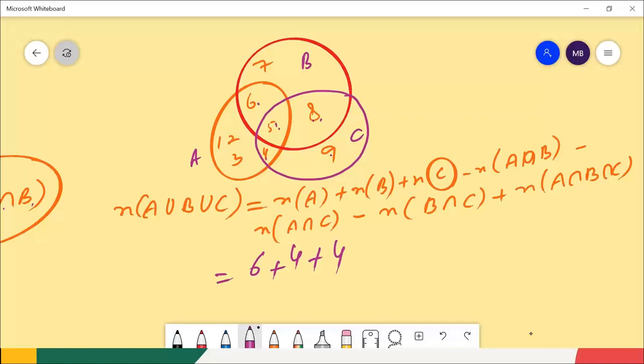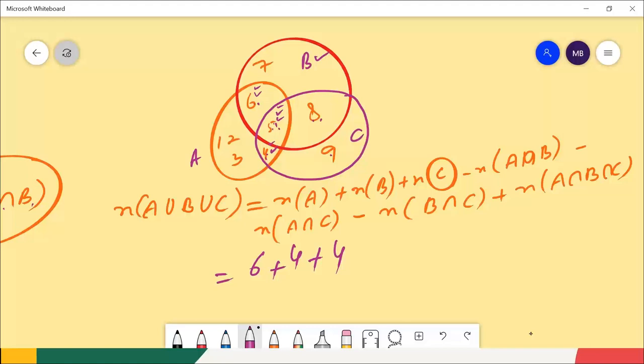while counting number of elements in A, we have counted 4, 5, and 6. So 4, 5, and 6 were counted. But again, when we counted number of elements in set B, 6 and 5 was repeated. It was again counted. So it was counted twice. While counting number of elements in C, 5 was counted thrice and 4 was counted twice.